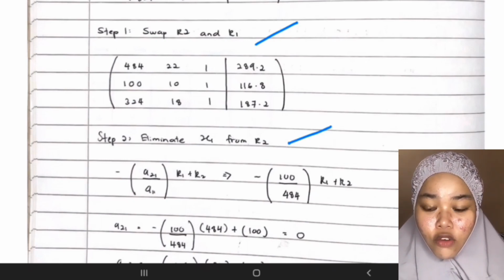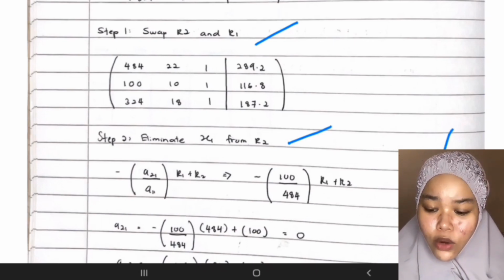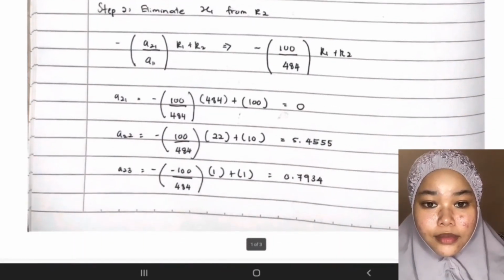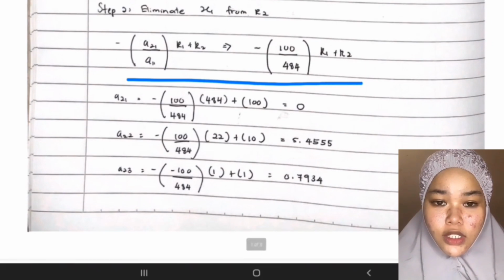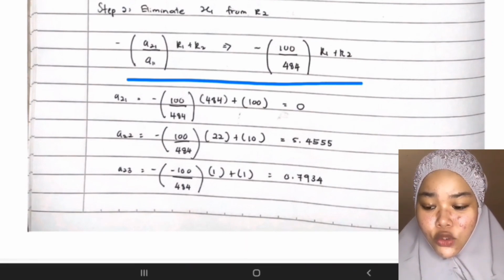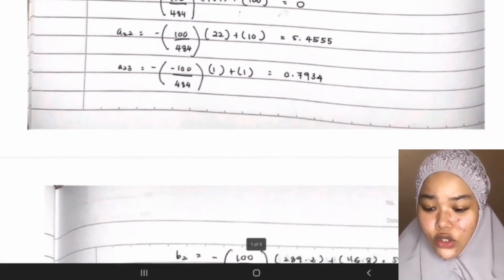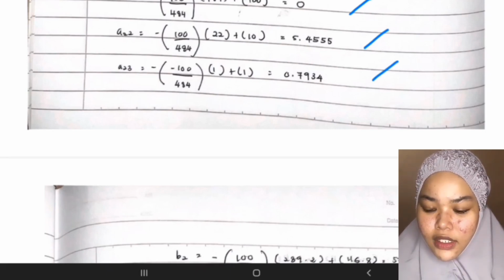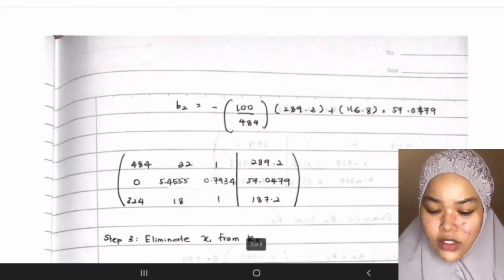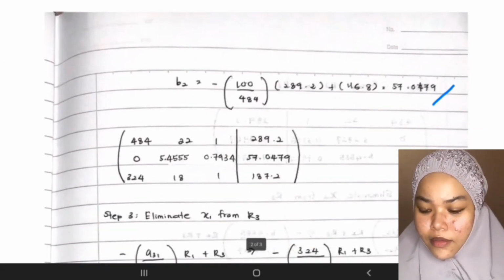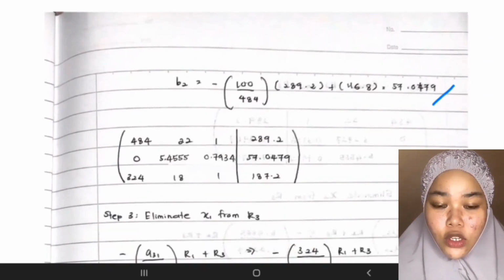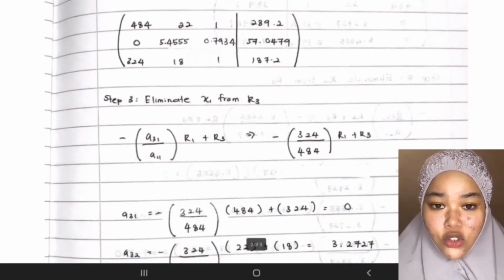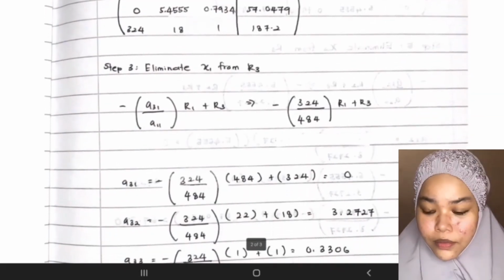We use the formula negative A21 over A11 R1 plus R2. After we use that formula, for A21 we got 0, A22 we got 5.4555, and A23 we got 0.7934. For B2 we got 57.0479. So we need to rewrite the equation for the change of row 2.